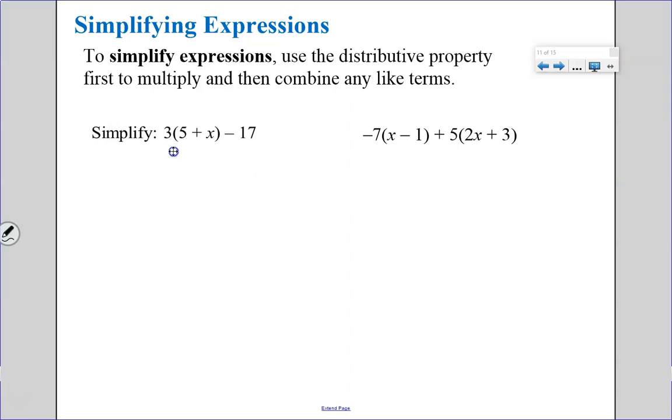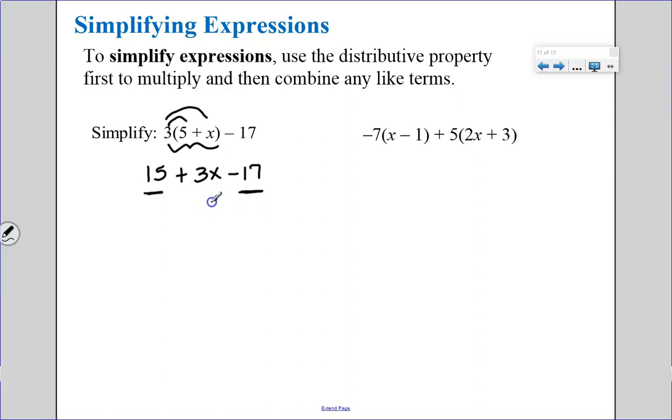When I look at this one, I notice that I need to start on this portion right here because this indicates a multiplication. So I'm going to have to distribute the 3 to both of these terms. Well, the result of that would give me 3 times 5, which is 15, plus 3 times x would be 3x, and then I'm just going to carry down my negative 17. Now I need to look for any like terms. The only things that are like terms are this 15 and this negative 17.